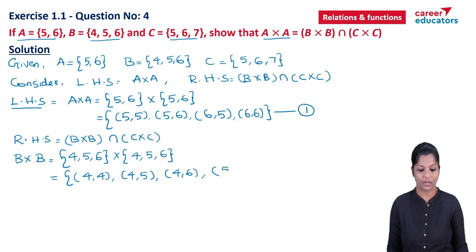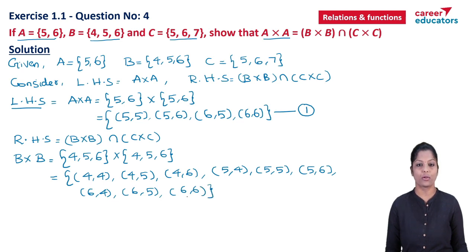We will get (5, 4), (5, 5), (5, 6), (6, 4), (6, 5), (6, 6). Next, we have to find C cross C.